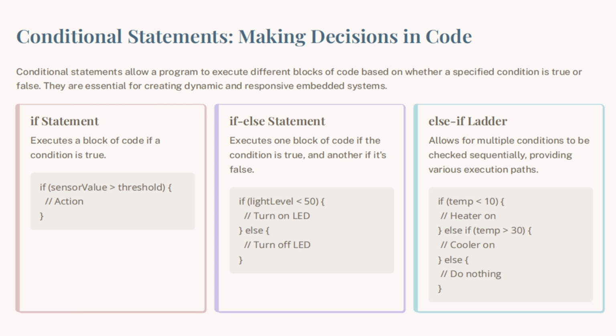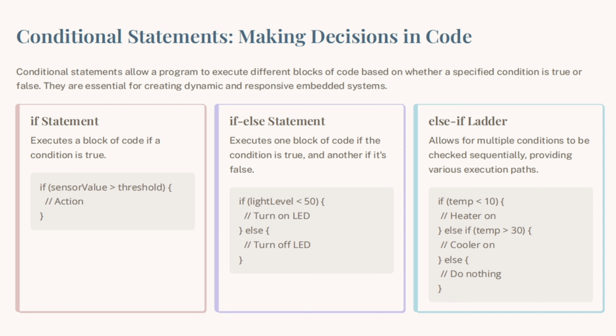If else statement. This allows for two paths. It executes one block if the condition is true and a different block if it is false, such as turning an LED on or off based on light levels.